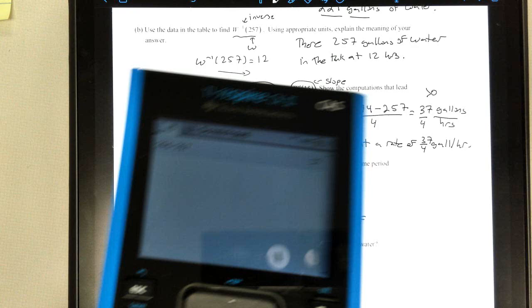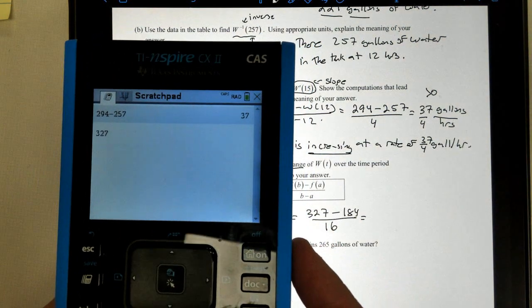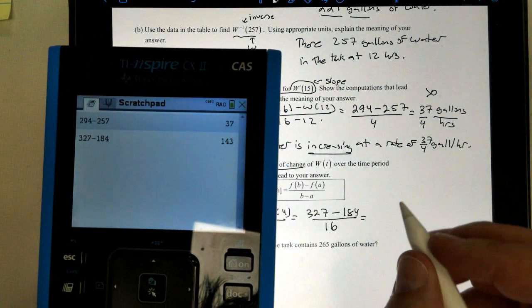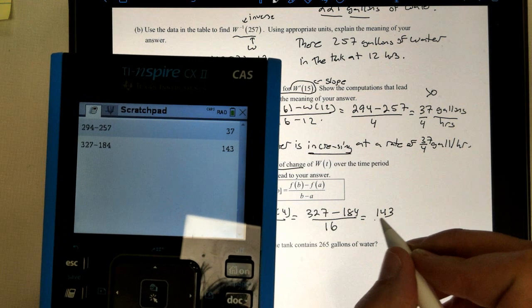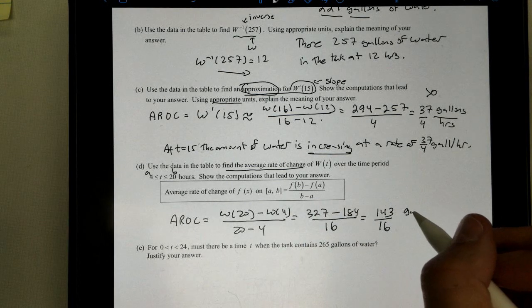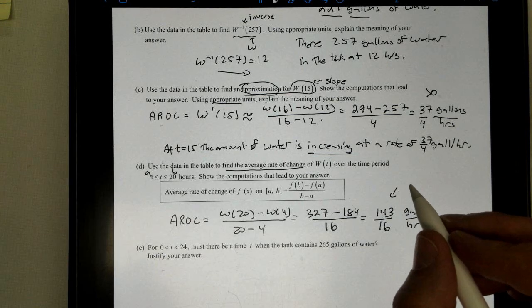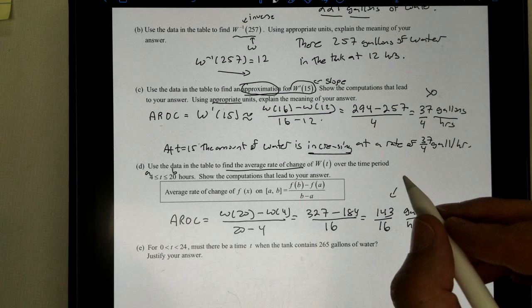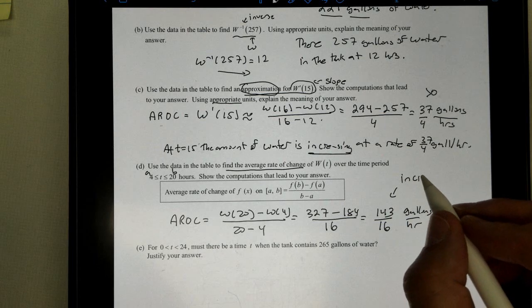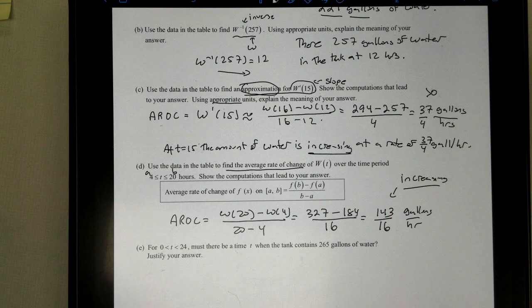I use my calculator again because I can't do simple arithmetic. 327 minus 184, and that's going to give me 143 over 16. So in terms of units, this would be, again, gallons per hour. And again, so quick question. Is the amount of water increasing or decreasing? Well, it's going to be increasing because this is positive, because our rate of change is positive. Very easy to do.